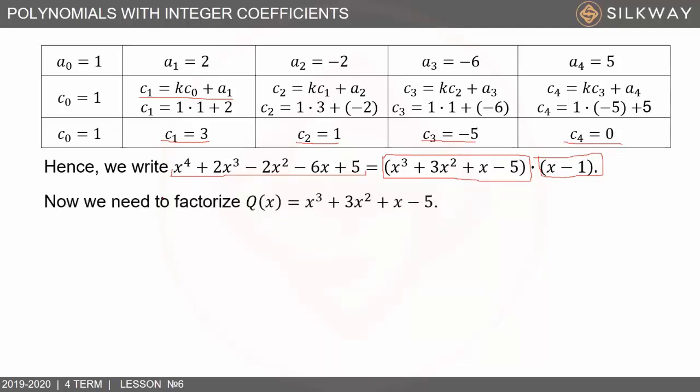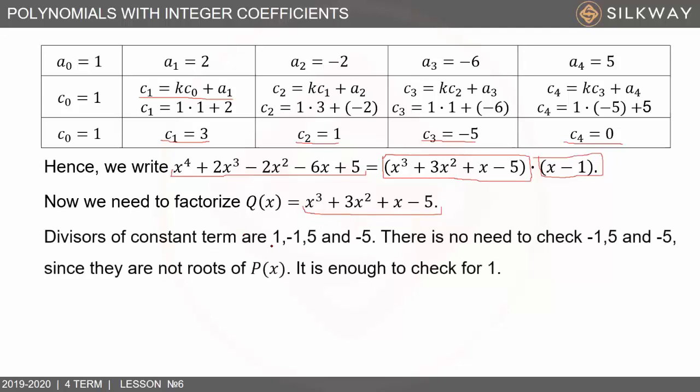And okay, now we need to factorize q of x. Divisors of the constant term are 1, minus 1, 5 and minus 5. Here is our constant term, yes, minus 5. And the divisors are these numbers. There is no need to check minus 1, 5 and minus 5, since they are not roots of our polynomial. It is enough to check for 1. Okay. We just put 1 into this x, yes, and it will be our root.